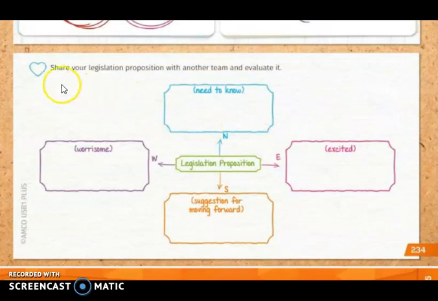Then you are going to share your legislation proposition with another partner, and he or she will evaluate your work.